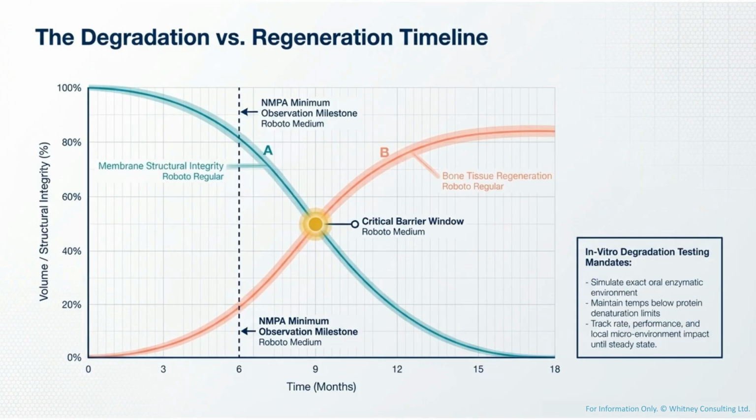The degradation versus regeneration timeline is critical. The membrane's structural integrity must be maintained until sufficient bone tissue regeneration has occurred, establishing a critical barrier window. In vitro testing mandates simulating the enzymatic environment and tracking performance.